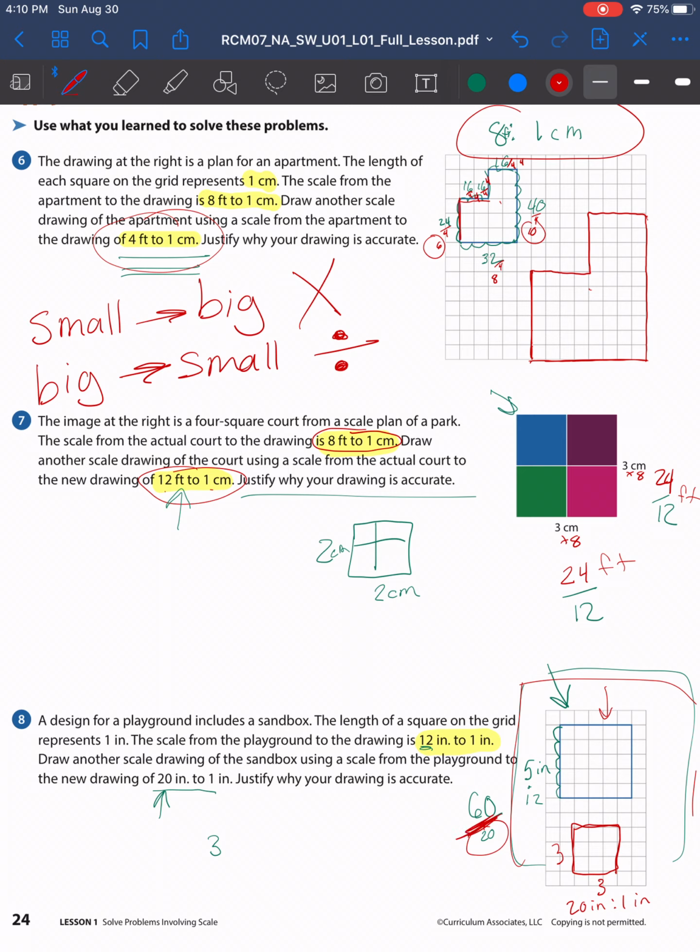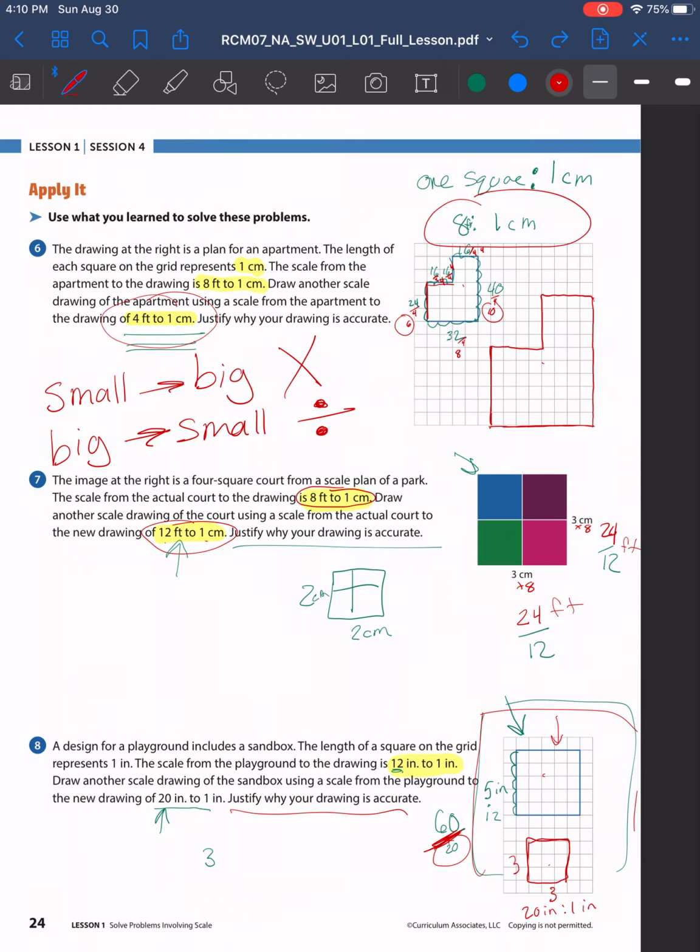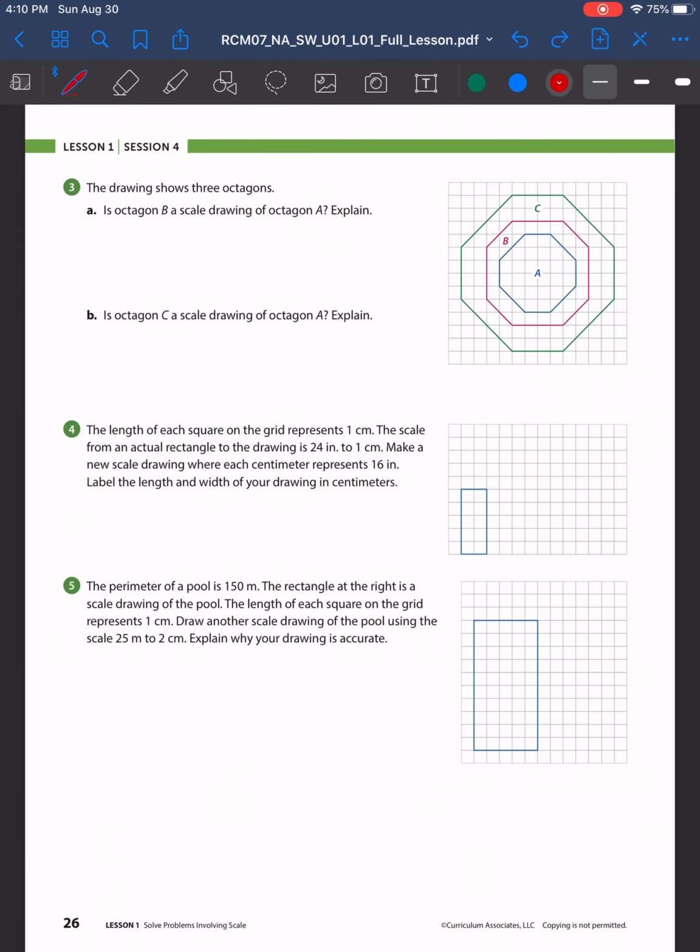Okay. And I'm not going to justify why my drawing is accurate because look, they're both proportional. If I would have drawn a rectangle, then I'd have to say something different and be like, well, they're not really proportional, so what did I do wrong? But they're both proportional. All right, guys, we will do these pages together in class. See you then.